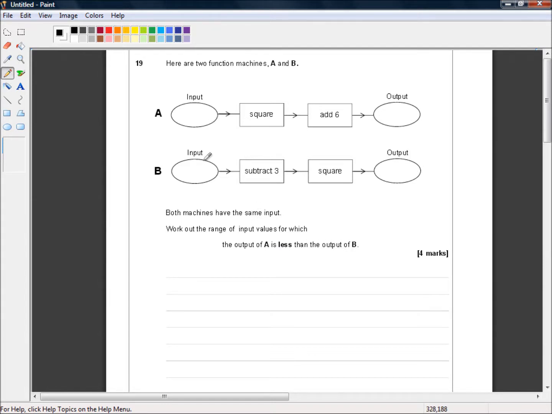So let's stick some inputs in. Let's call it X. And so X goes in this machine. The first thing that happens to it is it's squared, so this becomes X squared. And then we take the X squared over to this box here, and it says add 6. So X squared plus 6. And then it goes out here, and that's the output, which of course is X squared plus 6.